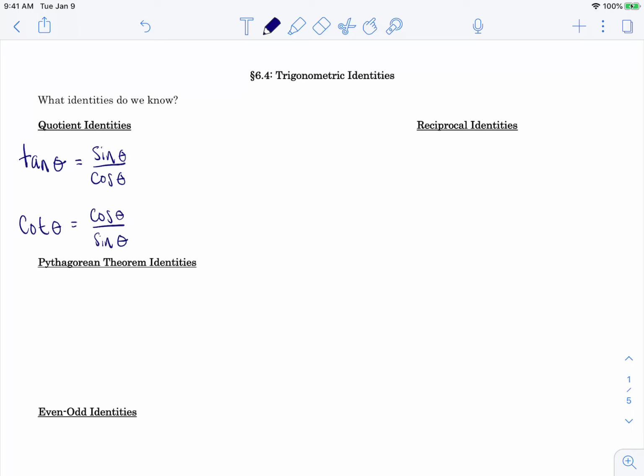The reciprocal identities we learned actually the first day of the term, and that is, well, we know cosecant theta is equal to 1 over sine. Secant theta is 1 over cosine. And cotangent theta is 1 over tangent theta. So far we already have two definitions for cotangent, and it would just depend on the problem which one we're going to use, and that will make more sense when we go further into this video.